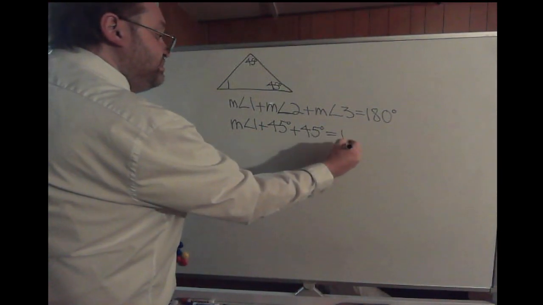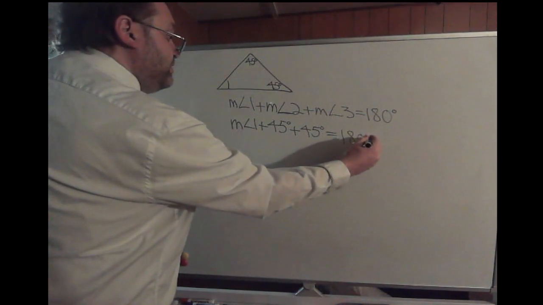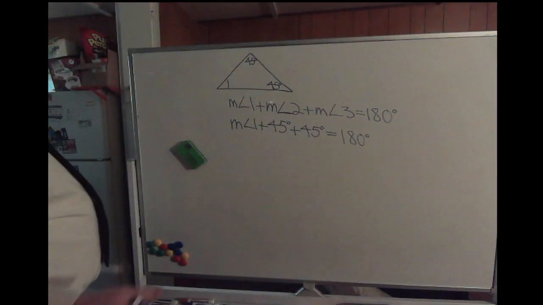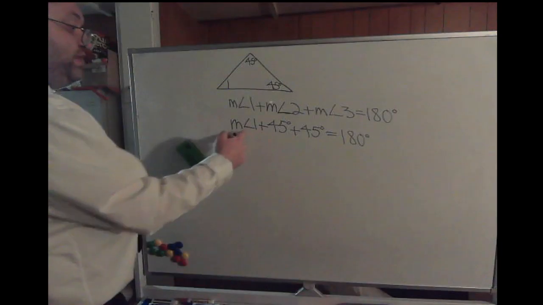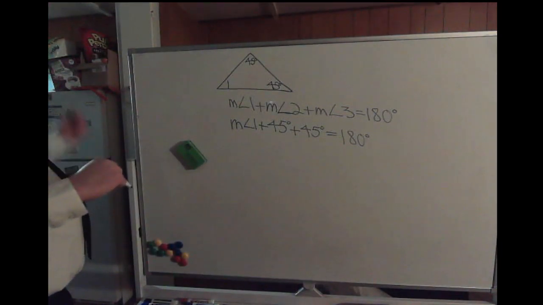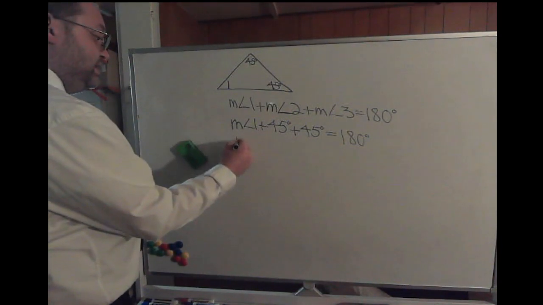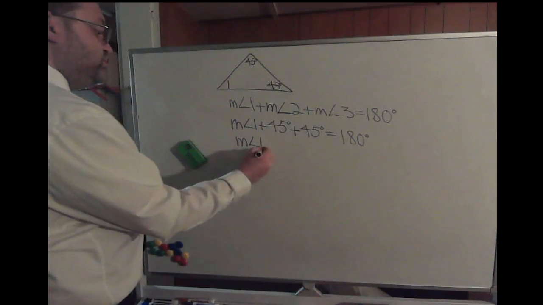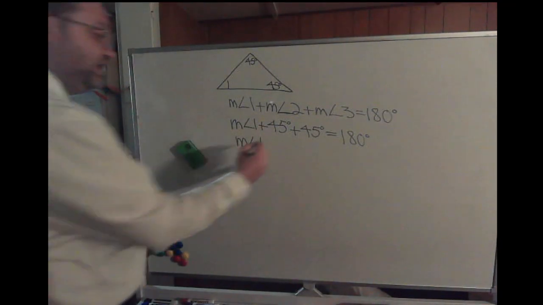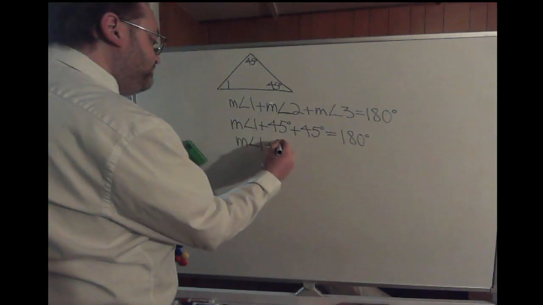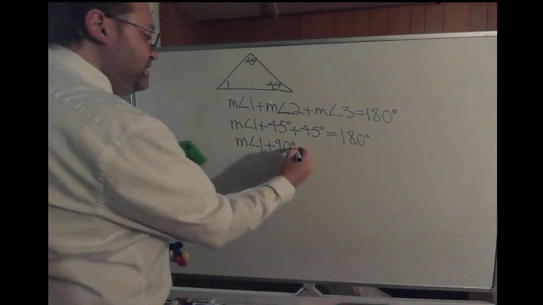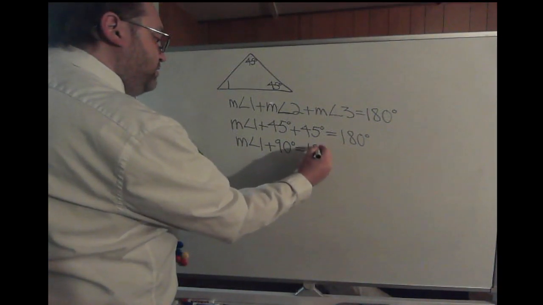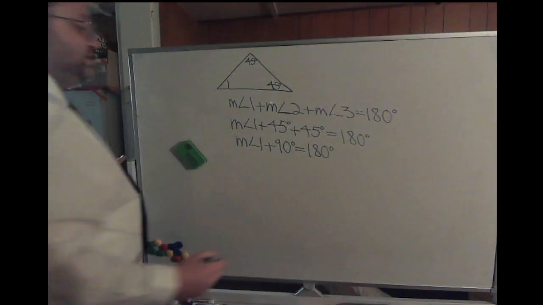We know that the sum of these three angles is going to equal 180 degrees because that's a triangle, 180 degrees. So, of course, the measure of angle 1, we'll treat that like a variable since we don't know what that is. You'll still have the measure of angle 1, but you'll want to add up 45 and 45. You'll get 90 degrees, which would all be equal to 180 degrees.